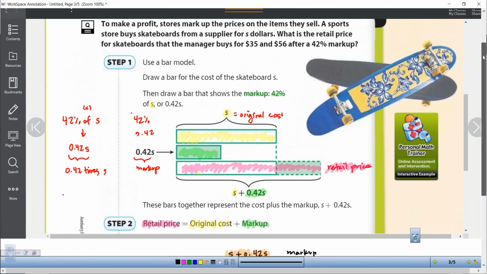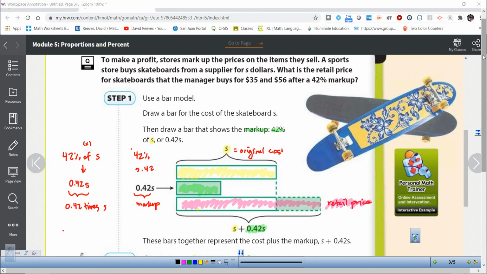Okay, so that's our introduction to markup and markdown. In our next video, we're going to go ahead and work out some problems. All right, until next time.